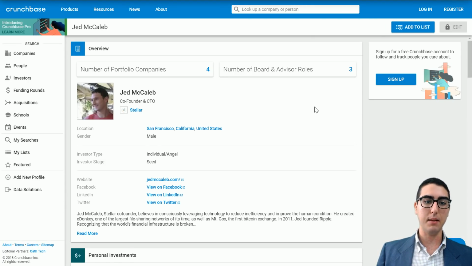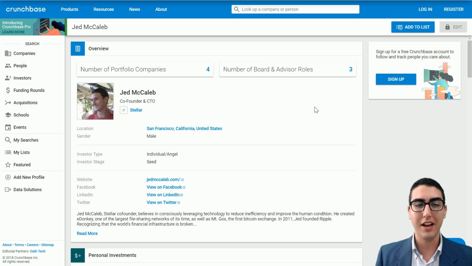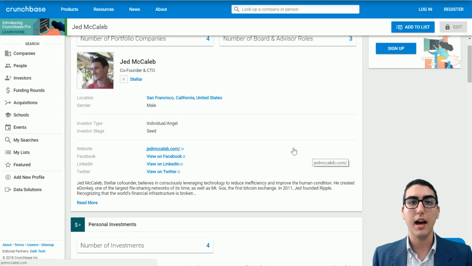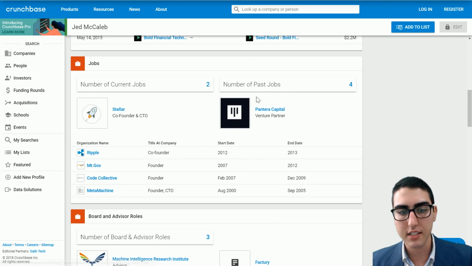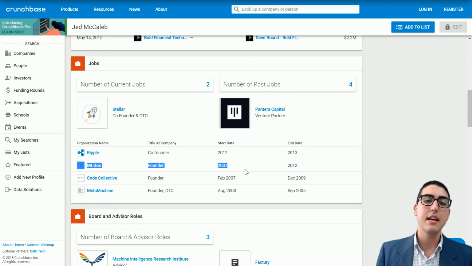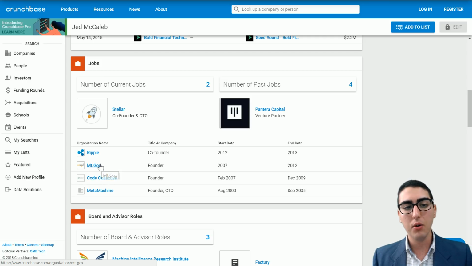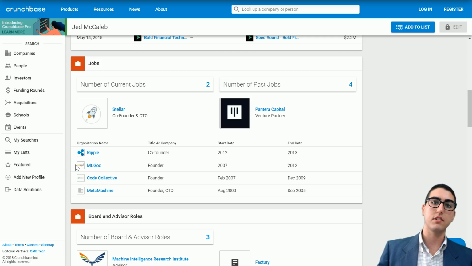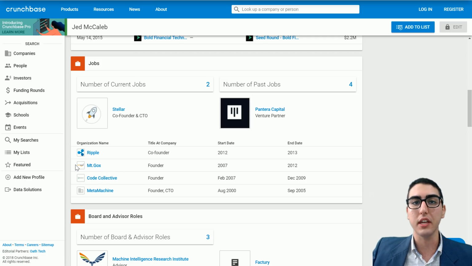Interesting. Jed McCaleb, the founder, right? Very important to look at the founder. Very accomplished individual, in my opinion. Started one of the first Bitcoin exchanges called MTGOX. It was one of the largest for a very long time. And yes, MTGOX went down. People lost a lot of money with it because of stuff that happened after he sold the company.